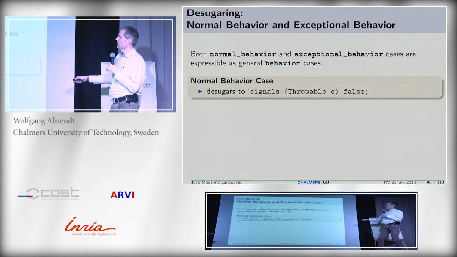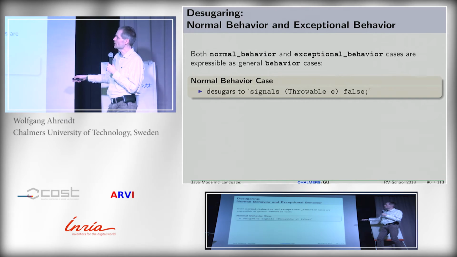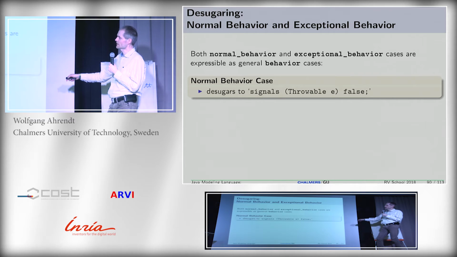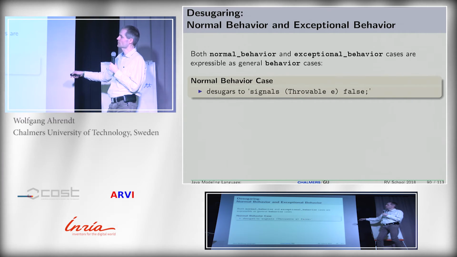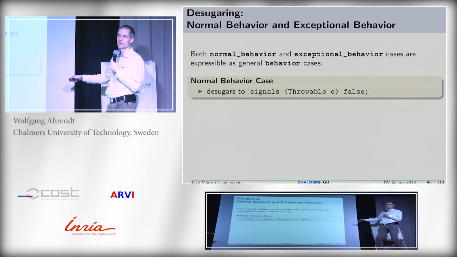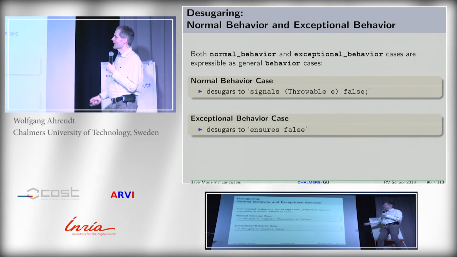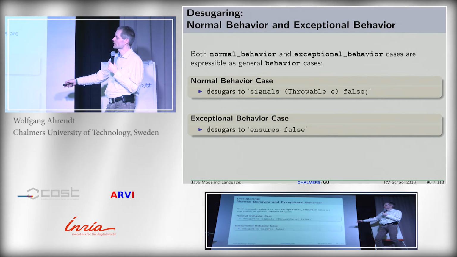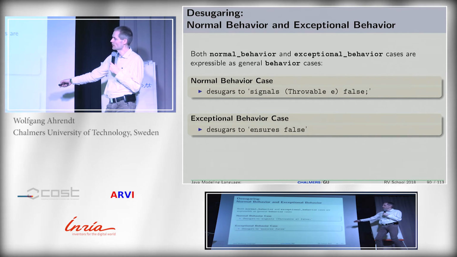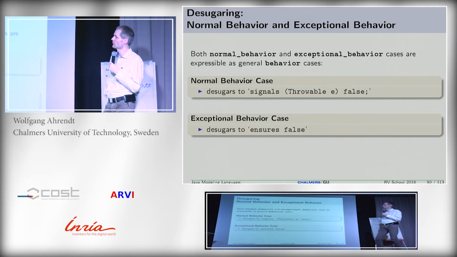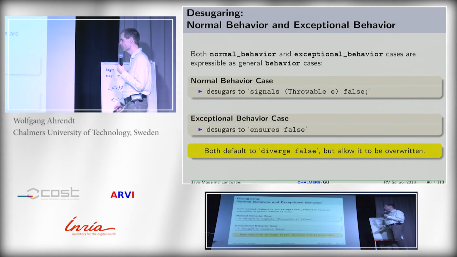So if you have a normal behavior case, that desugars to signals false, because signals false says that if any exception is thrown, this postcondition should be true, which it never is, so no exception can be thrown. Right? So the exceptional behavior case desugars to ensures false, because after normal termination, false should be true, which it never is.